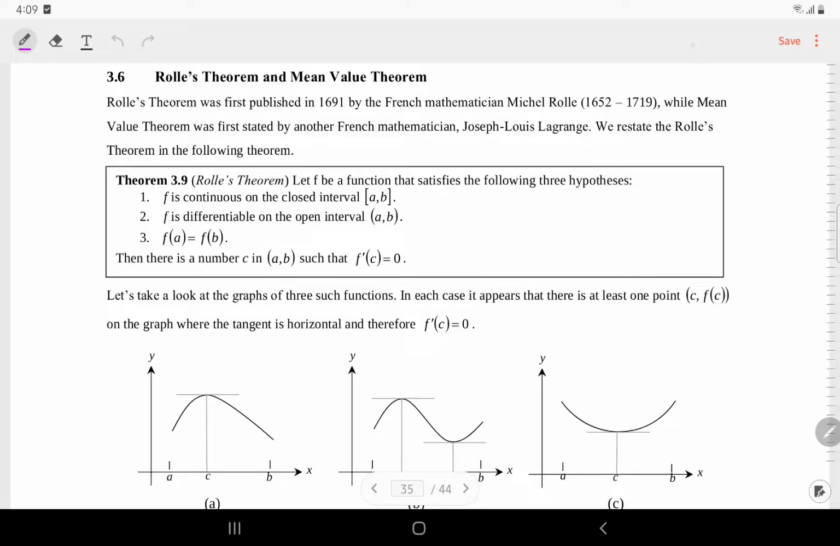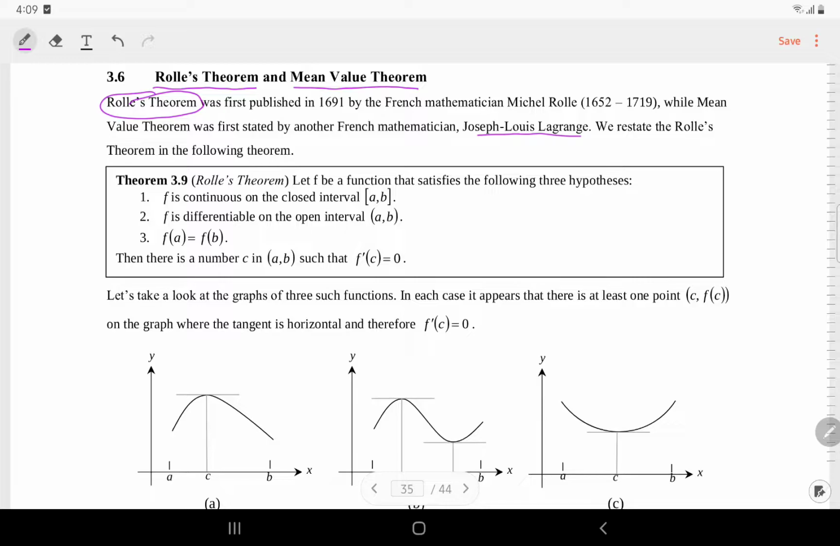So we are going to learn two theorems in this subtopic. Okay, Rolle's theorem and mean value theorem. Let's take a look at Rolle's theorem first. Rolle's theorem was published in 1691, and the mean value theorem was introduced by another person named Joseph Louis Lagrange.